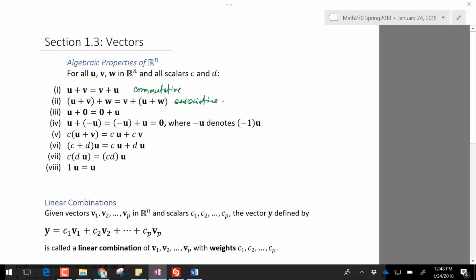We have an addition by 0. Now notice the 0 there. The 0 is boldface. And it's important to look at 0 in this scenario as boldface because I want you to be able to distinguish between a 0 scalar versus a 0 vector. And here we have a 0 vector in Rn. And so this property is called an additive identity property.